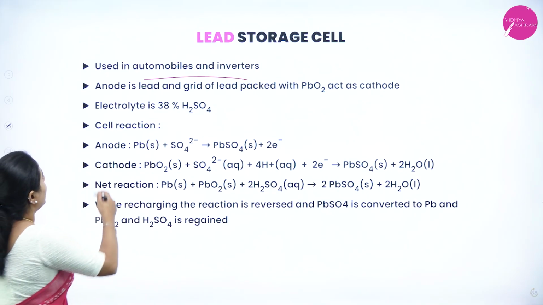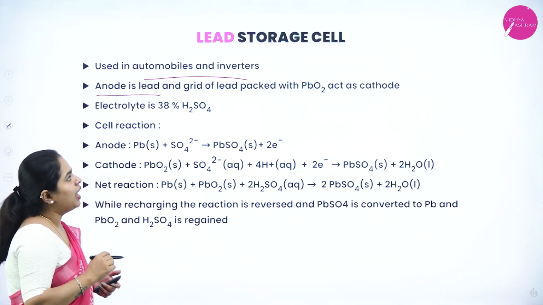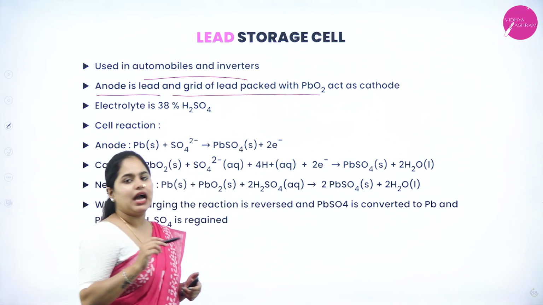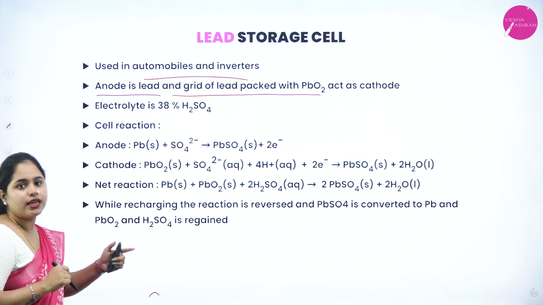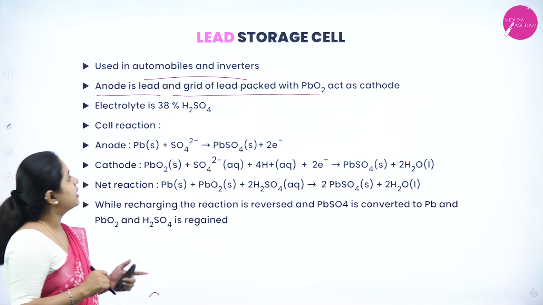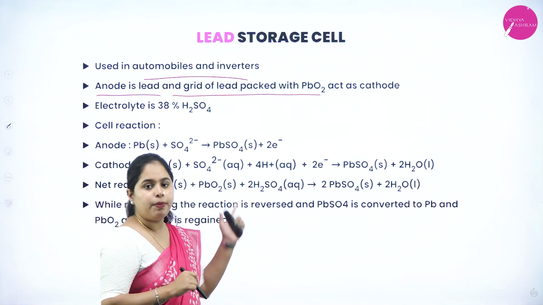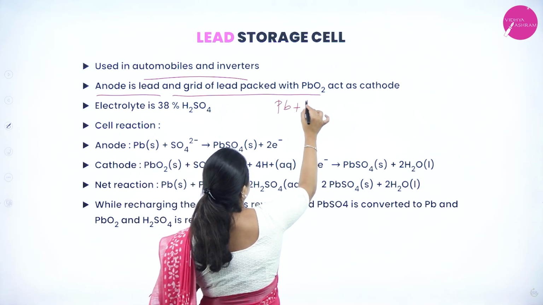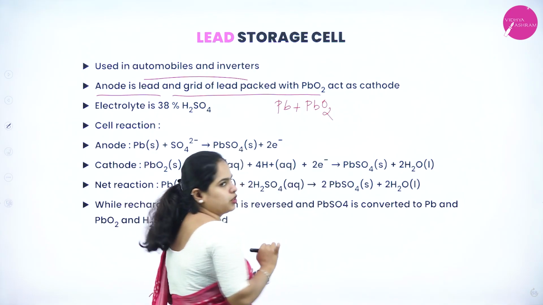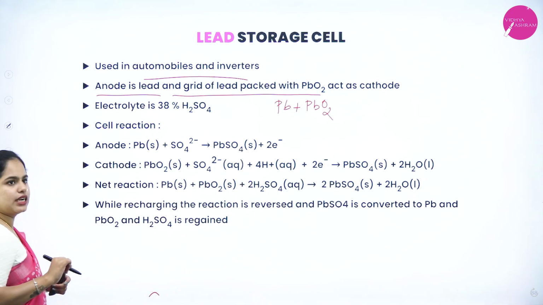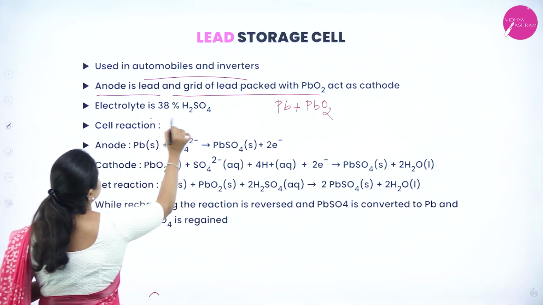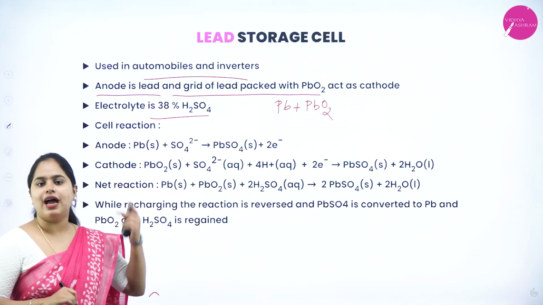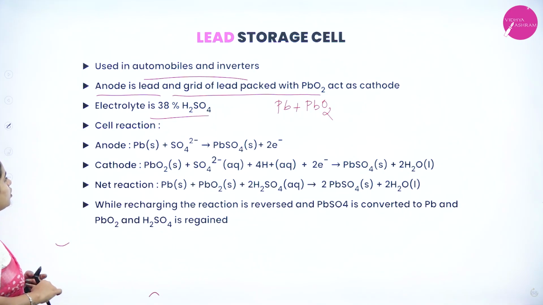The anode is lead, and a grid of lead packed with PbO2 acts as the cathode. So the anode here is lead, and the cathode is a grid of lead packed with PbO2. The electrolyte is 38% H2SO4. So the anode, cathode and electrolyte are clear. Now let's move on to the cell reaction.